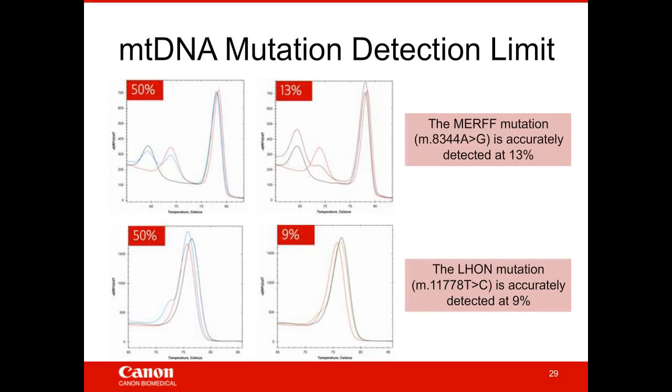I mentioned heteroplasmy before, but detecting mitochondrial DNA becomes even more complicated due to the heteroplasmic nature of the mitochondrial genome. It is very possible for only some of the mitochondria to have a mutation, and you want to be able to detect that mutation. Our research has found that the assays we offer can detect mitochondrial DNA mutations between 9 and 13% mutant DNA, depending on the mutation, and therefore can detect mutations even in a heteroplasmic population where only a portion of the mitochondria contain that mutation.